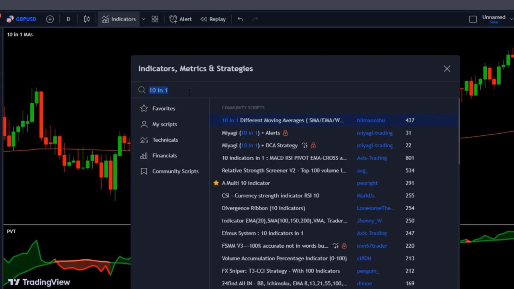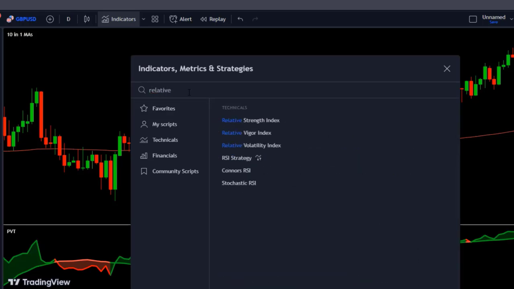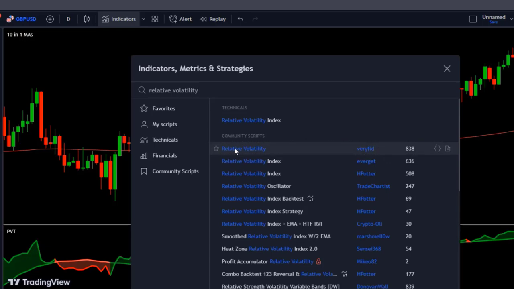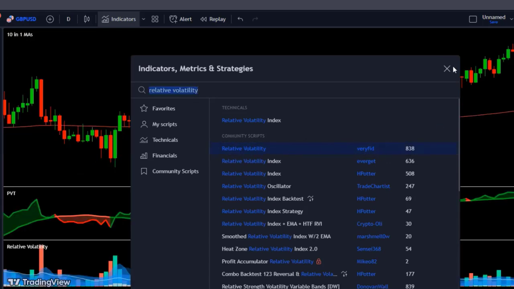The final indicator we will be adding to the chart is the Volatility indicator. Search for the Relative Volatility indicator and select the indicator made by DairyFit. Now let's change the indicator settings.